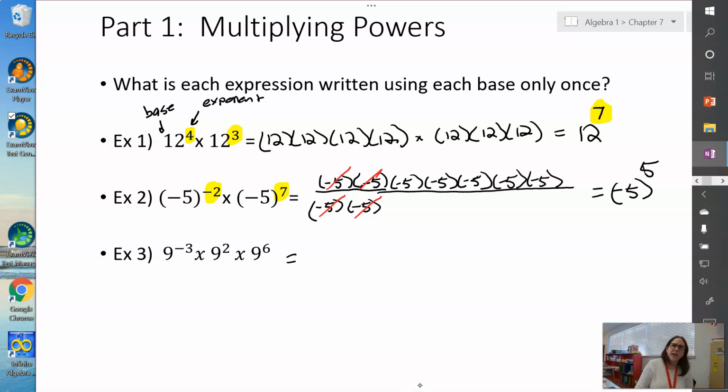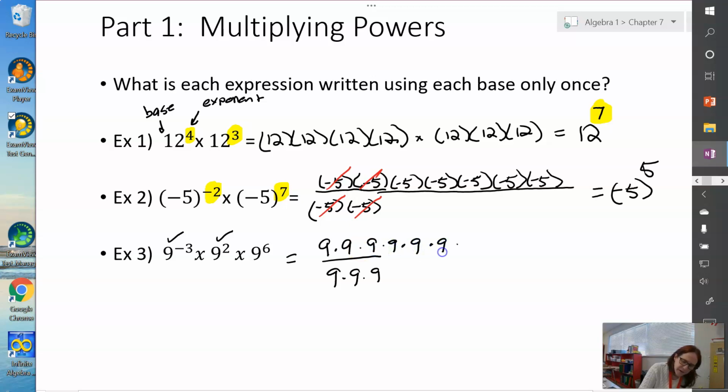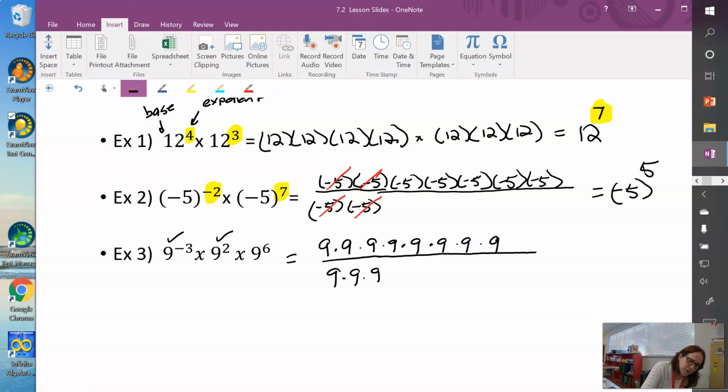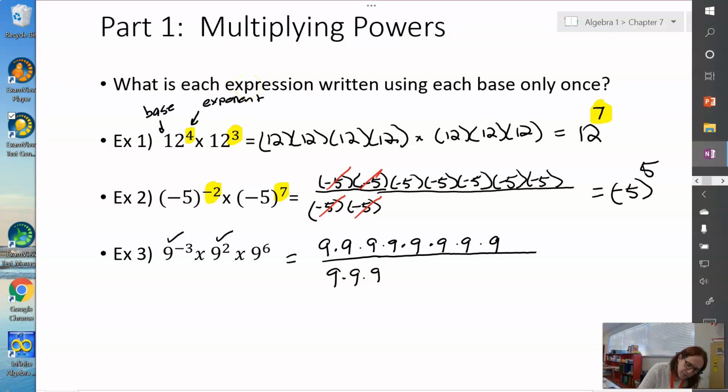I have 9 to the negative 3, so those need to move downstairs. 9 times 9 times 9. That's my 9 to the negative 3. I just took them and put them downstairs. Now let's do 9 squared. So 9 times 9, that's my 9 squared. So I've got that one, I've got that one. And then there's 9 to the 6. 9 times 9 times 9 times 9 times 9 times 9. Let's make sure I have all my 9s here. So I have 2. That's these 2. And then I have to have 6. 1, 2, 3, 4, 5, 6.